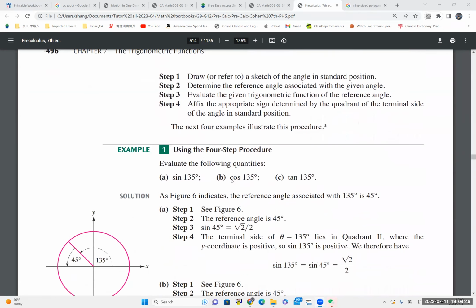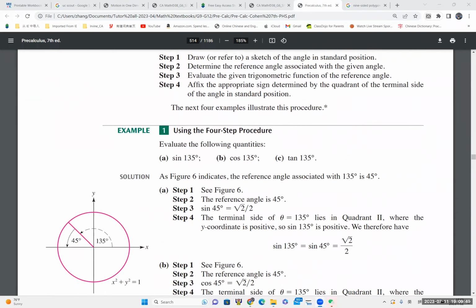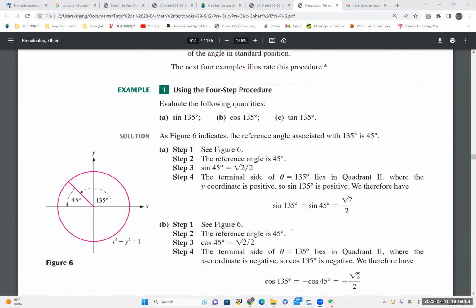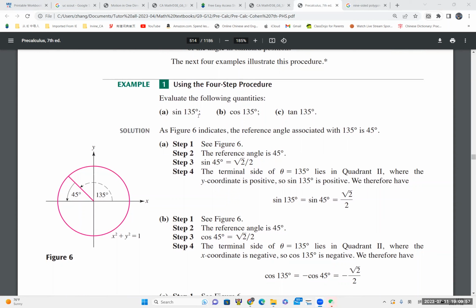Now let's evaluate the trigonometric quantities. Let's see how they do it. We just see part A. See figure 6. The reference angle is this. So sine 45. The terminal side is in quadrant 2, so y is positive. So sine is positive. Okay.